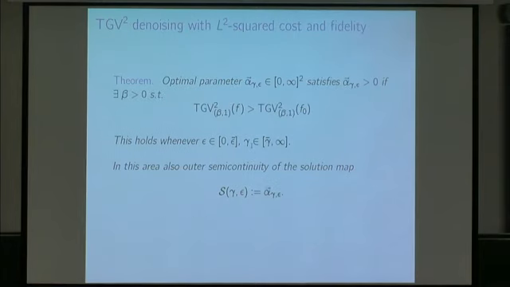For TGV we have a similar result now. We just have to show that for some second parameter of TGV a similar condition holds, that the TGV of the noisy data is higher than the TGV of the ground truth. In that case, there exists a parameter alpha that will improve the image with respect to the L2 cost.